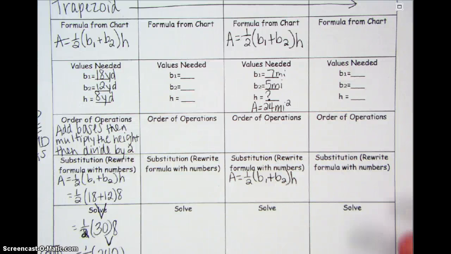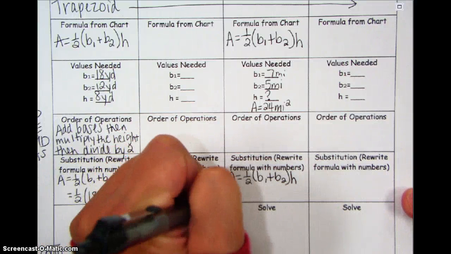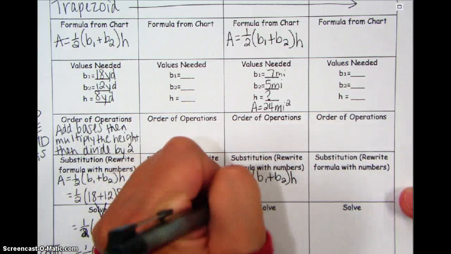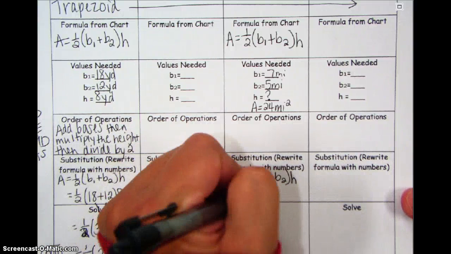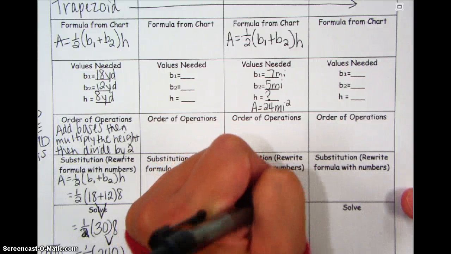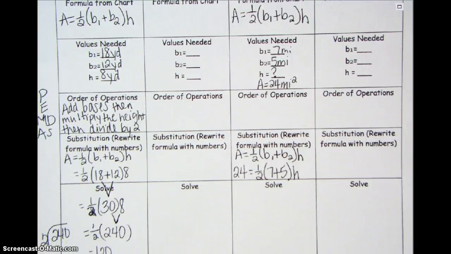Now we substitute in what we know. Do we know the area this time? Yes, we know that that's 24 miles. So for A, I'm going to substitute in my 24 equals that 1/2 still. We said base 1 was 7 plus base 2 we said was 5 miles. What we don't know is the height. So I'm going to leave that as just H, an unknown number.